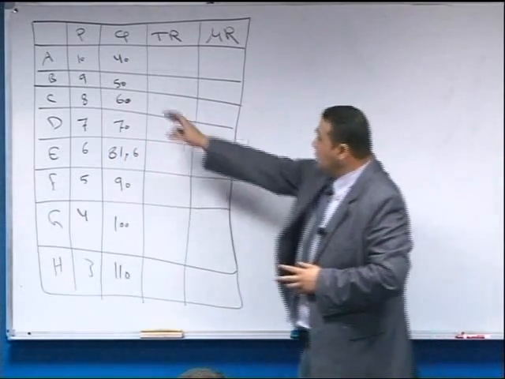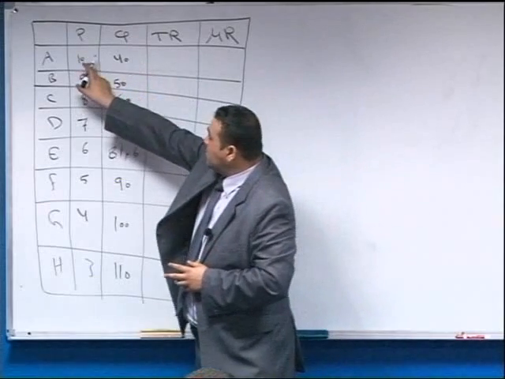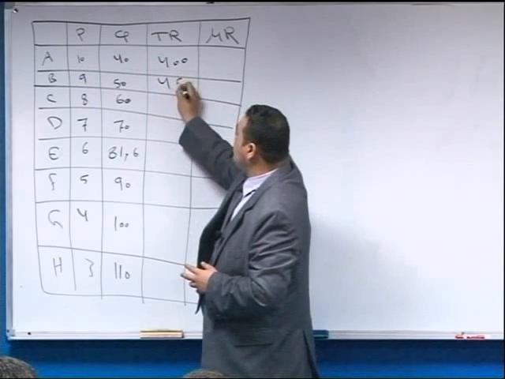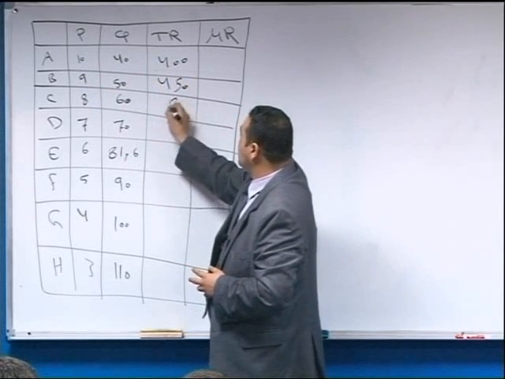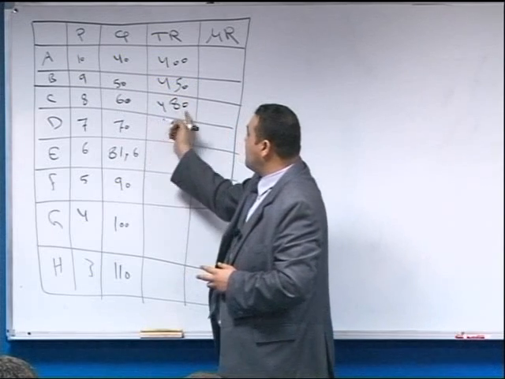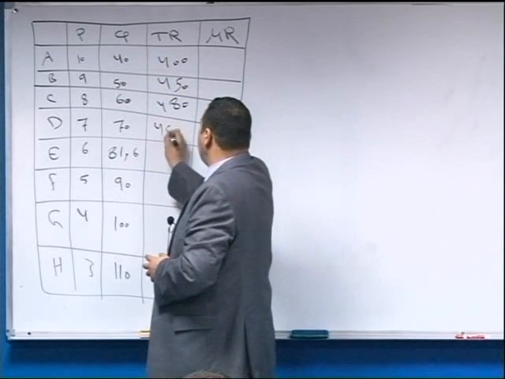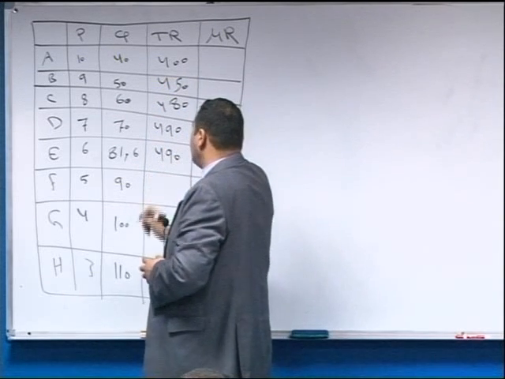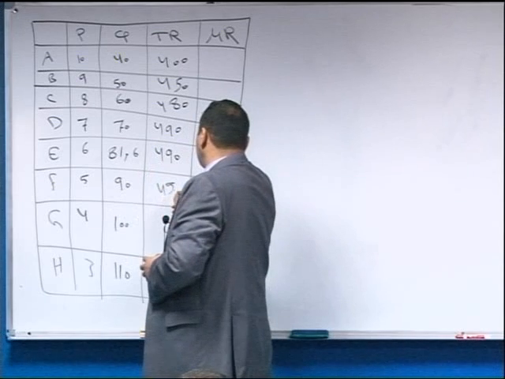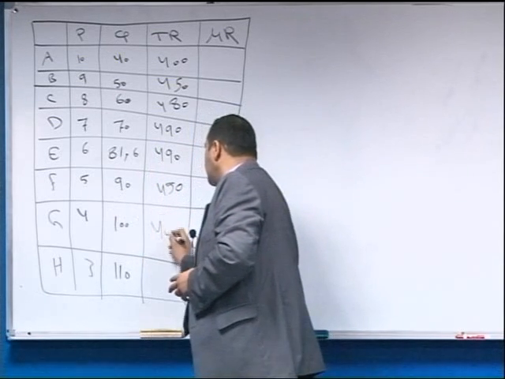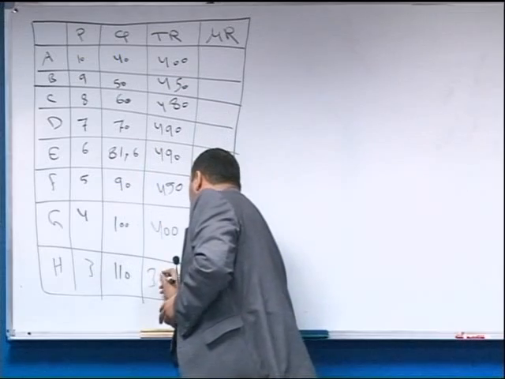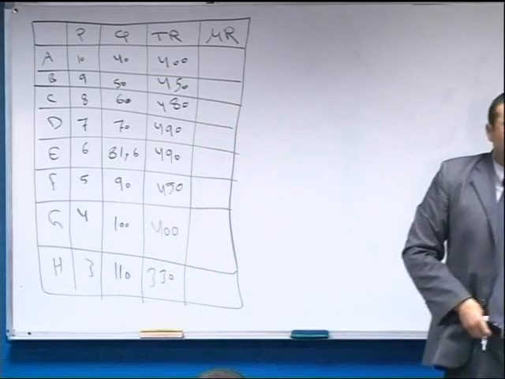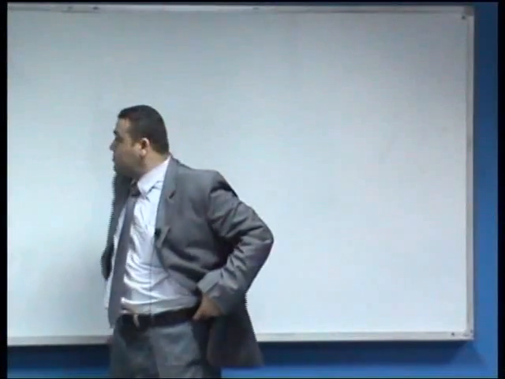Okay? TR at point A, P times Q, 400, 450, 480, 490, 490, 450, 400, and 330. Right? So let's calculate the marginal revenue.